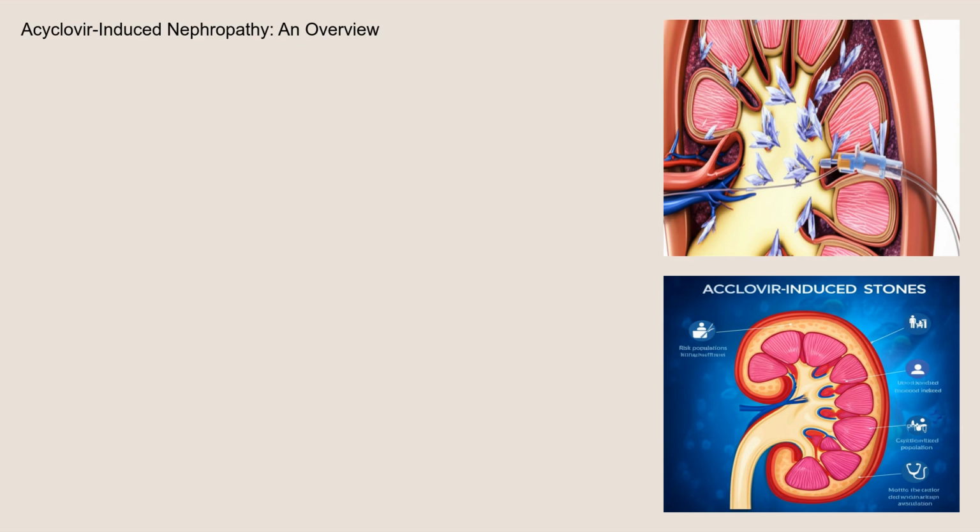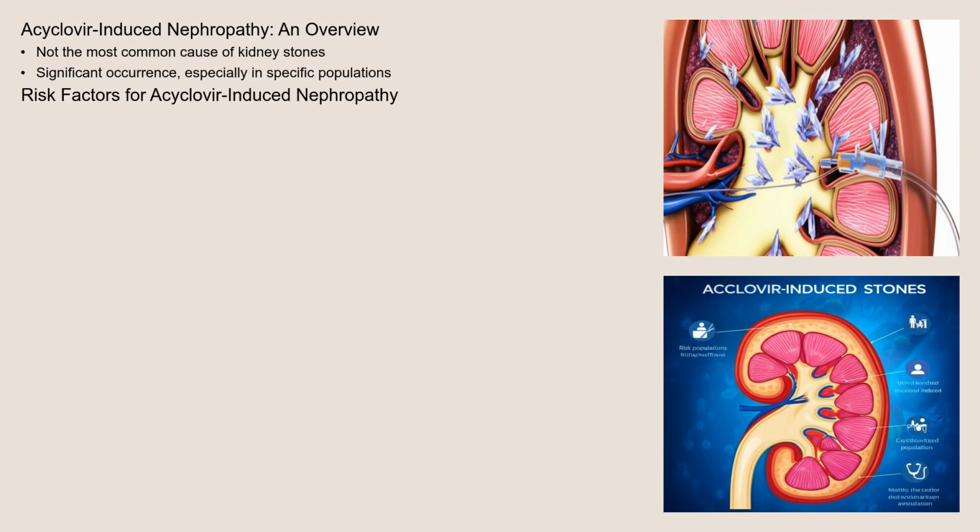Acyclovir-induced nephropathy isn't the most common type of kidney stone, but its occurrence is significant, especially in certain patient populations. It's more frequently observed in individuals receiving high doses of intravenous acyclovir, such as those being treated for herpes encephalitis or disseminated herpes infections. Patients with pre-existing kidney problems, those who are dehydrated, or those taking other nephrotoxic medications are at higher risk. Unfortunately, precise epidemiological data is limited, but recognizing these risk factors is crucial for prevention.